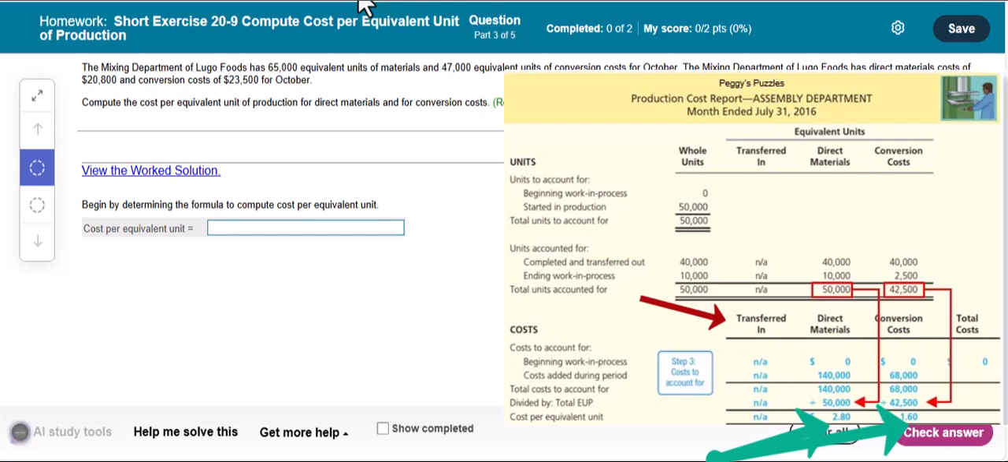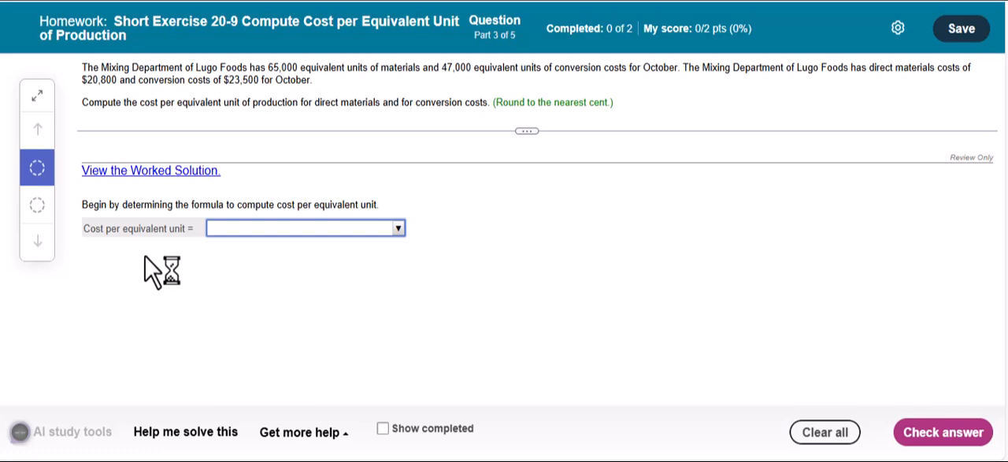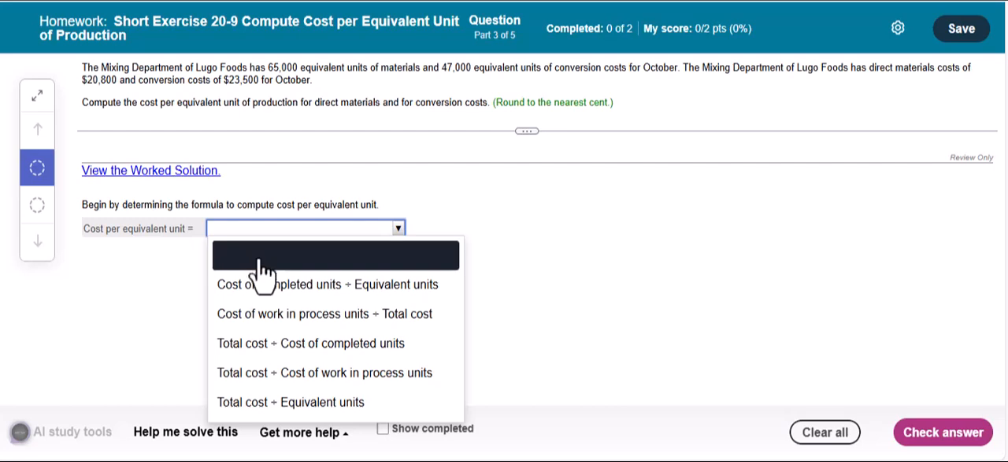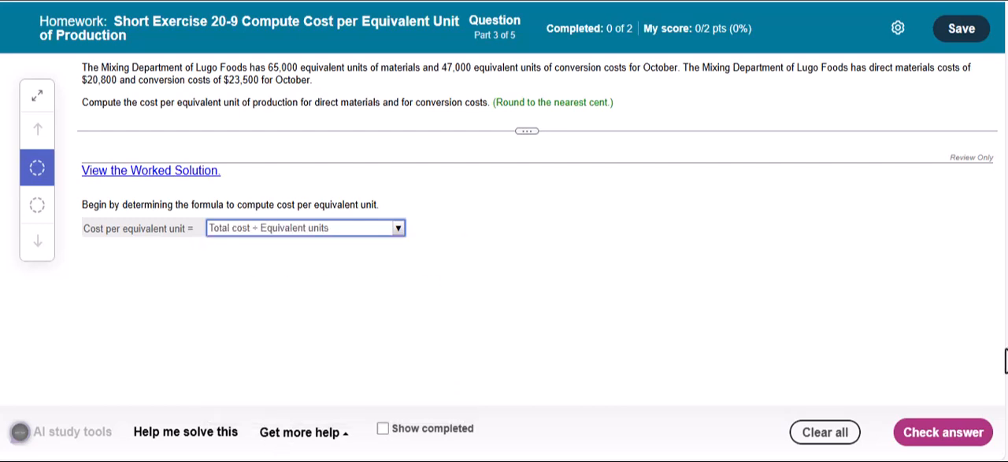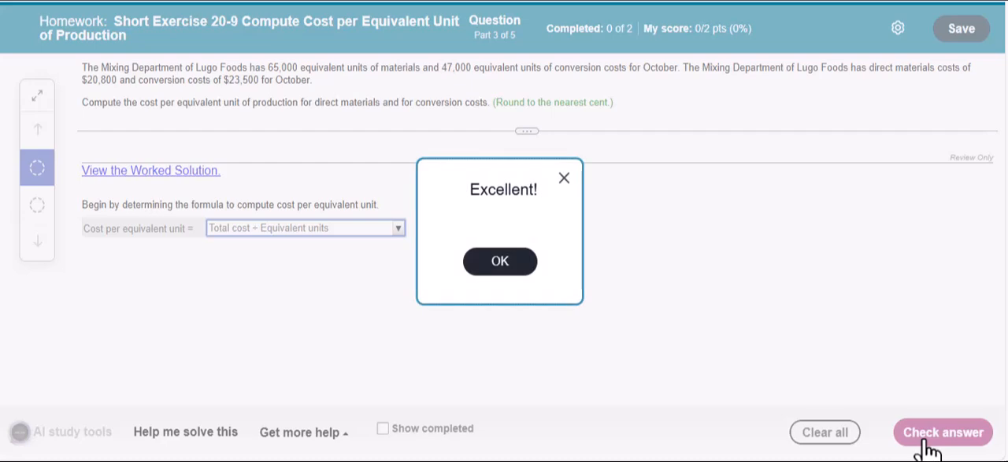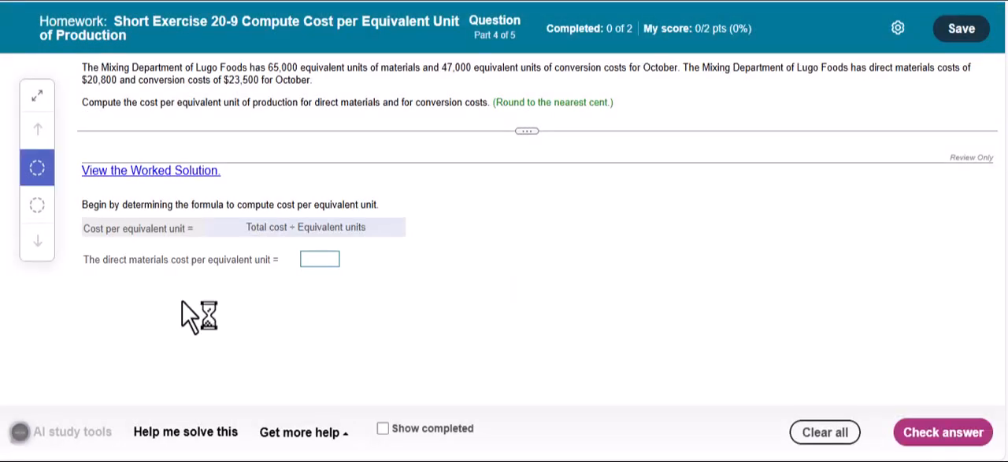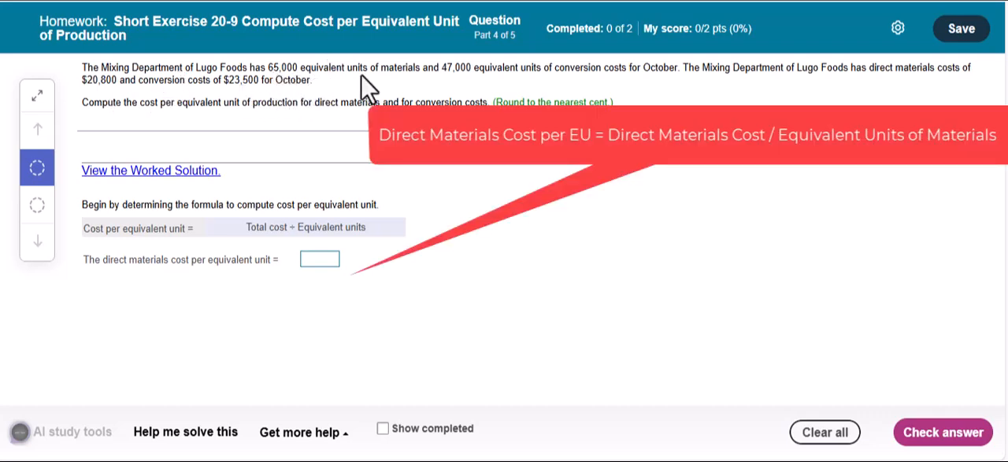So then let's go back to our homework problem. The formula for cost per equivalent unit is total cost divided by equivalent units. So that is here. Let's go ahead and check our answer. Excellent. So first we need to find the direct materials cost per equivalent unit. For this first one, we're going to find this direct materials cost right here, 20,800, and then we're going to divide that by the 65,000 equivalent units.